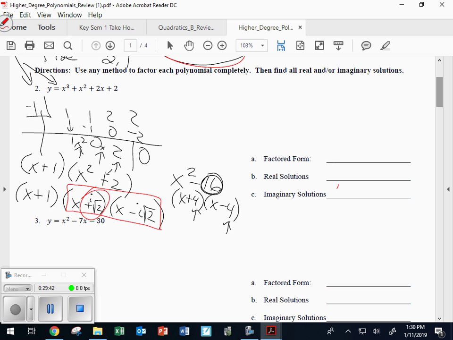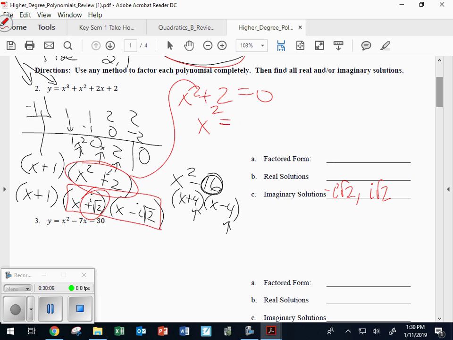Negative i root 2 would work if you stick it in that side. And the other one's positive i root 2. Hey, I got my imaginary solutions done. So if you can do that factoring, you've got your imaginary solutions. If you can't do that, if you're going to say, Mr. Server, I will not learn that, then just take this, x squared plus 2, and set it equal to 0.